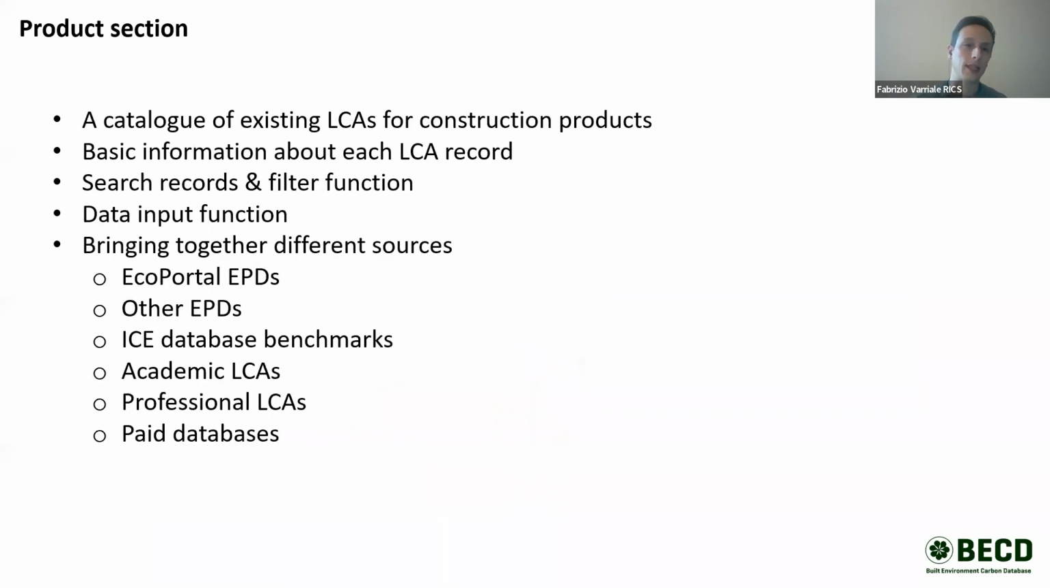When instead we're looking at the product section, this works in a really different way. It's effectively a catalog of existing LCAs for construction products. We're not going to replicate information or produce new information that's out there, but we're just going to bring it together in an easy way to look at it in the same place. It will store just the basic information about each LCA record, so not, for example, the full documentation that's within an EPD.